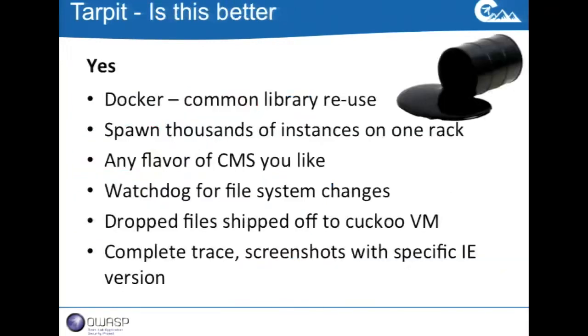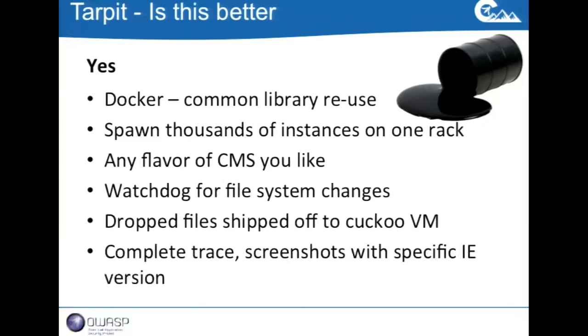So why is this better? We can reach a lot of scale by using something like Docker, LXC, because it reduces the amount of hardware we need. Therefore, we can invest more in hardware and really have 500,000 instances of honeypots running on our entire cluster itself. We can bring up nearly any flavor of CMS that we want.